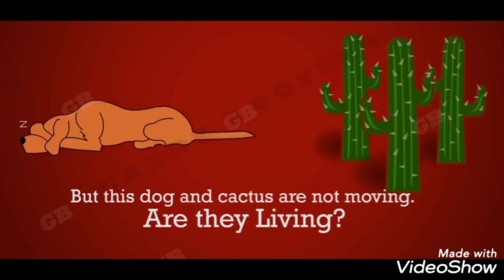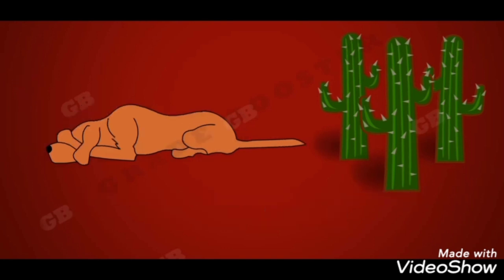But this dog and cactus are not moving. Are they living? At this instance, we notice neither movement nor growth in the above two. It doesn't mean that they are not living. They have movements that are not visible to the naked eye. If movements are there, where are they?